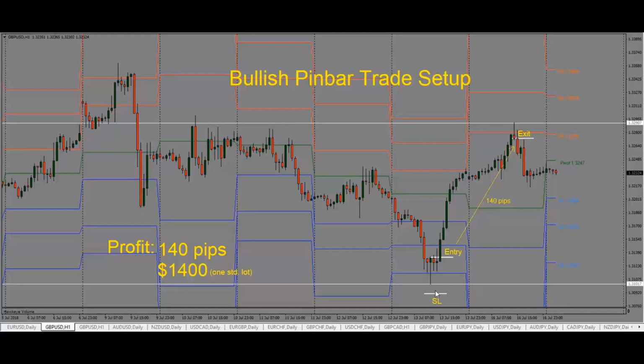So you want to give it a little bit of room below the pin in case price comes and tests the support level once again. So we enter the trade long, and here as we can see, price is just moving up here, all green candles, so we can just stay with the trade. And then we see this reversal signal, which is our pin bar right on our R1 pivot point level into the next resistance here. So this is a good place for us to exit the trade. From entry to exit, we get 140 pips in our trade. So our profit is 140 pips or $1,400 if trading one standard lot.